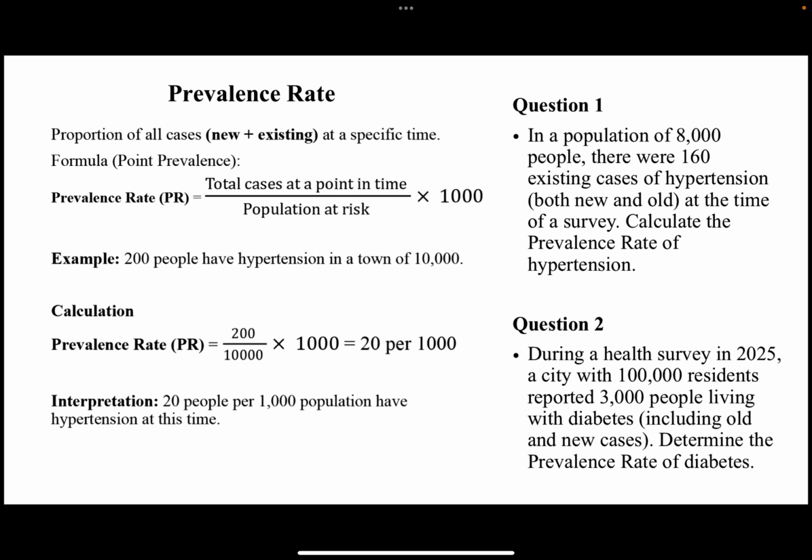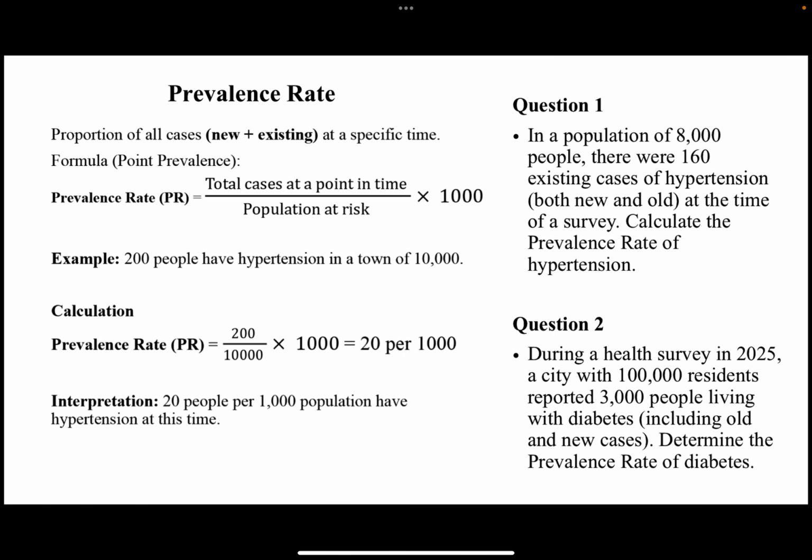Okay, good. Now, let's look at the formula. Prevalence rate is equal to the total cases at a point in time over the population at risk. Then you multiply by 1,000. So let's look at our first example. The first example states that 200 people have hypertension in a town of 10,000 people.